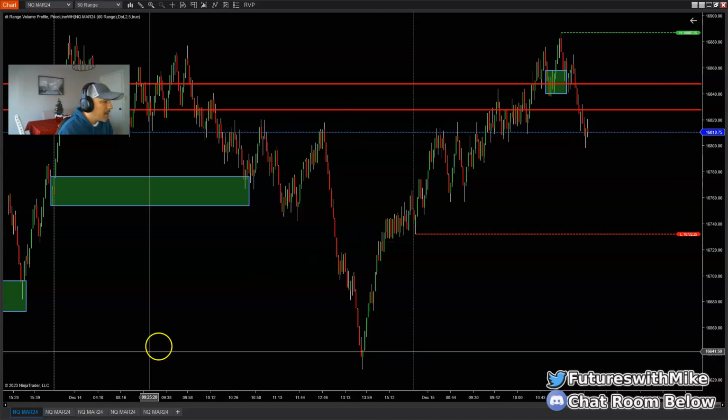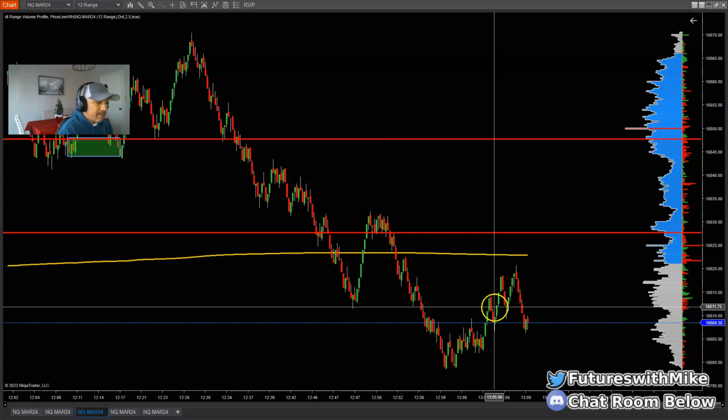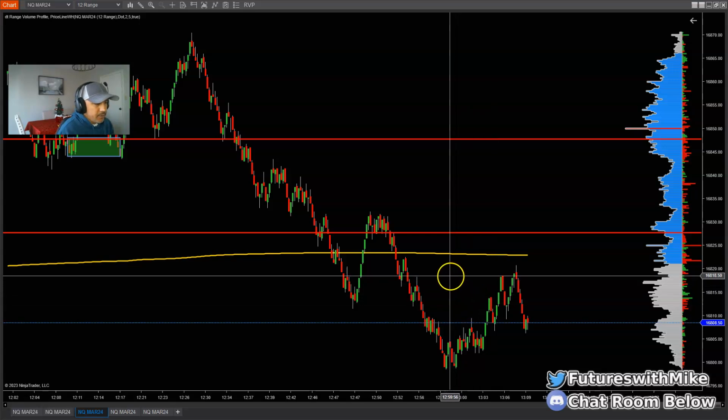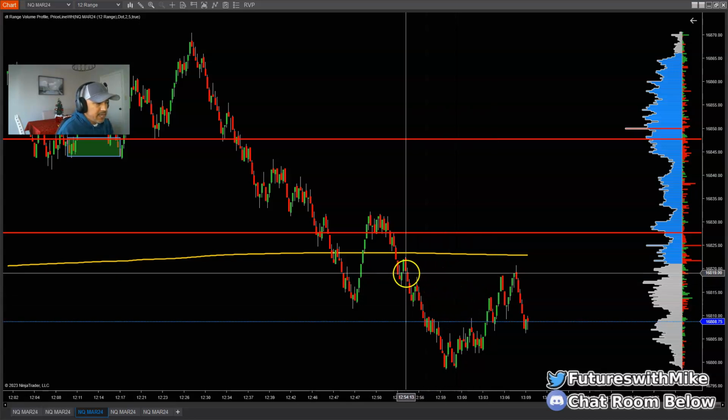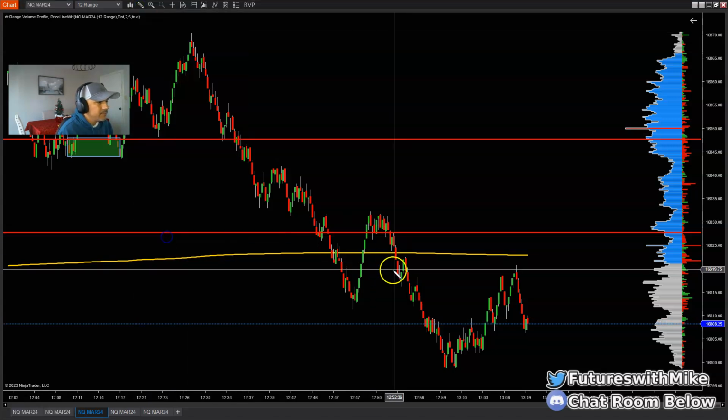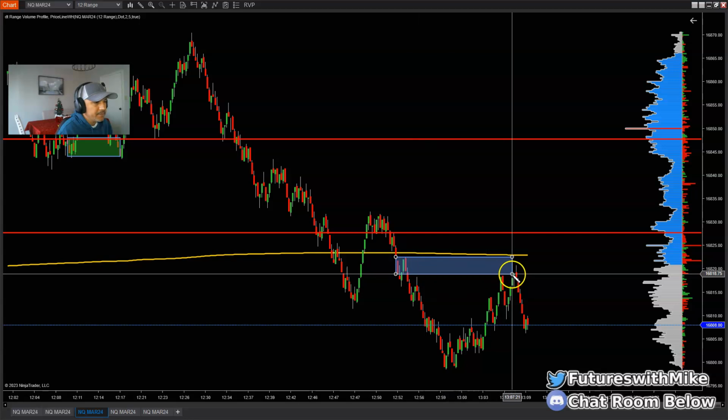Okay. Here's a trade right here. I was talking and I missed it. This is why I miss trades, guys, because I'm trying to give you guys information. So this area right here, this was a demand zone. I mean, it's a supply zone. I'm going to mark it because it was a supply zone. I missed it, right here on the lower time frame chart.